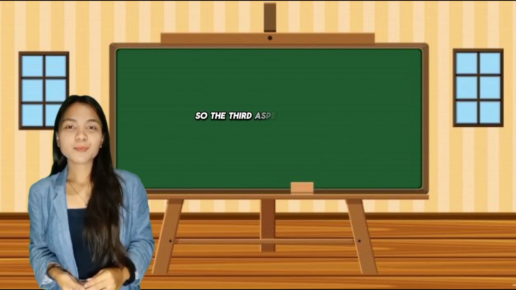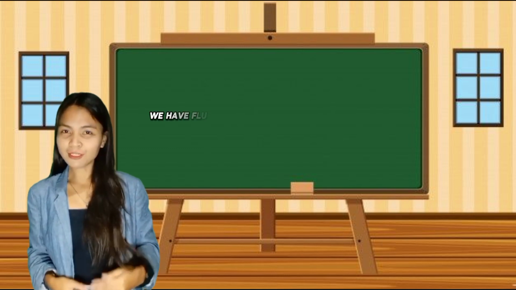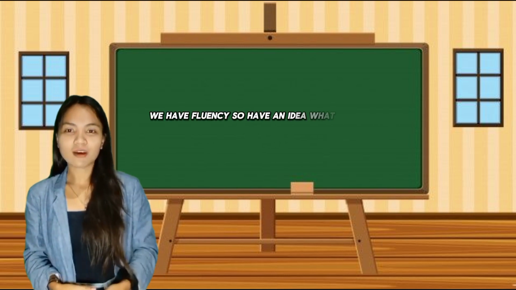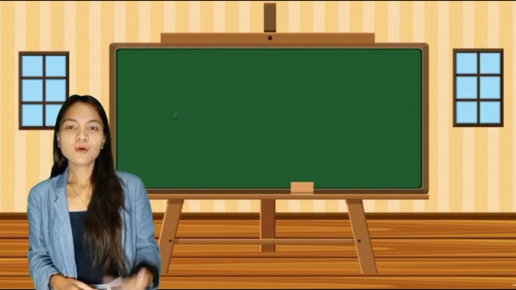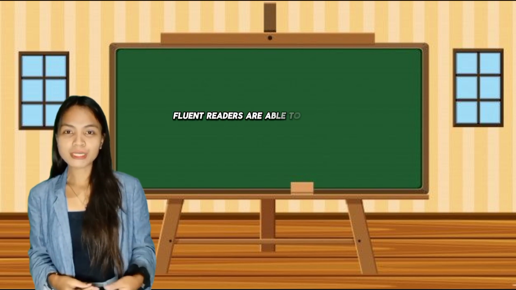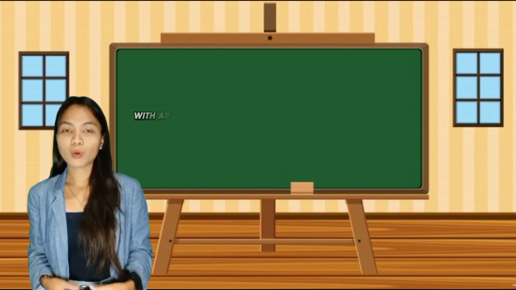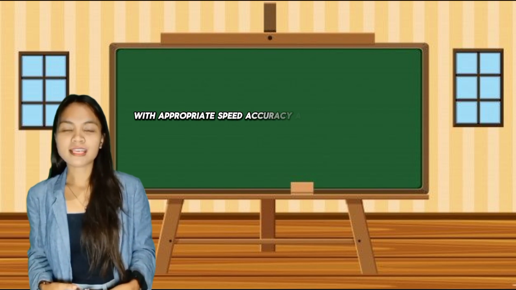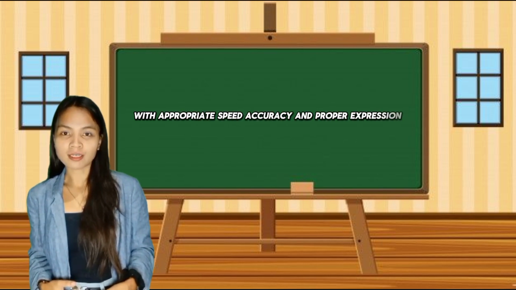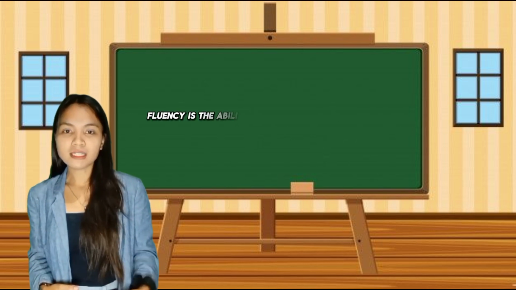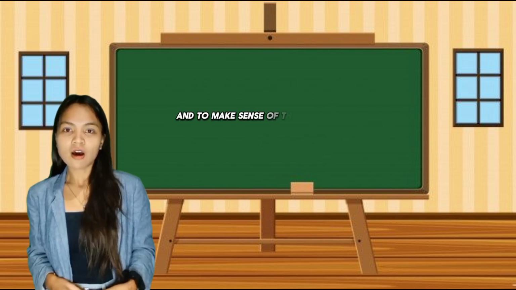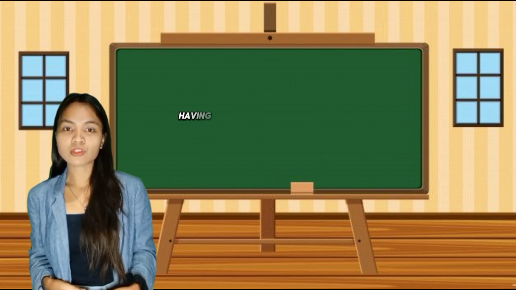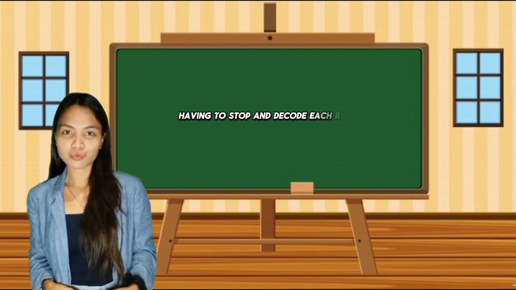The third aspect of reading is fluency. Do you have an idea what fluency is? Fluent readers are able to read orally with appropriate speed, accuracy, and proper expression. Fluency is the ability to read as well as we speak and to make sense of the text without having to stop and decode each word.